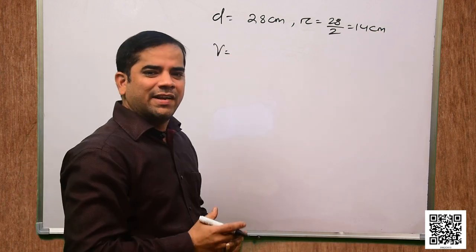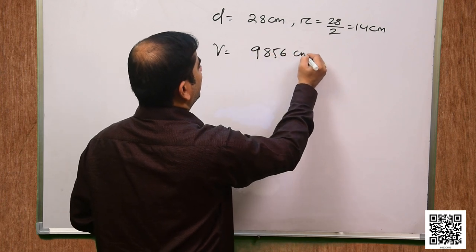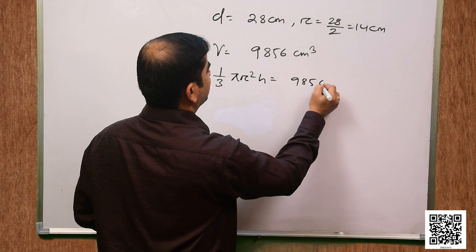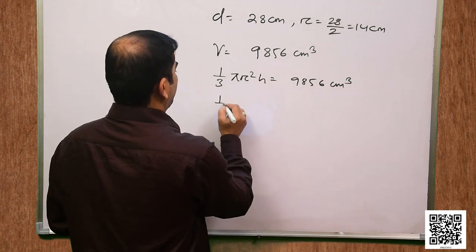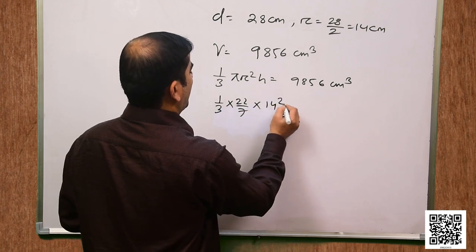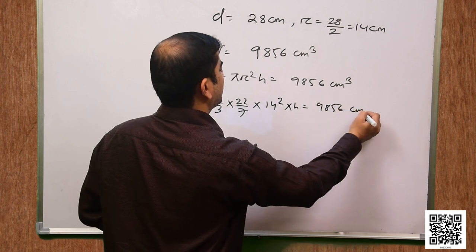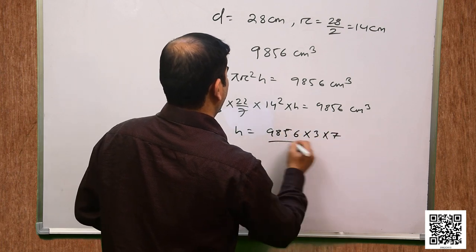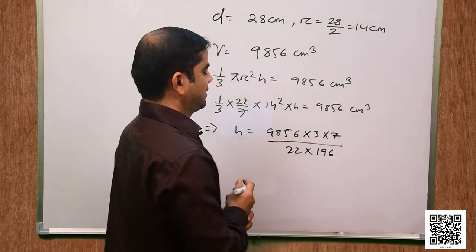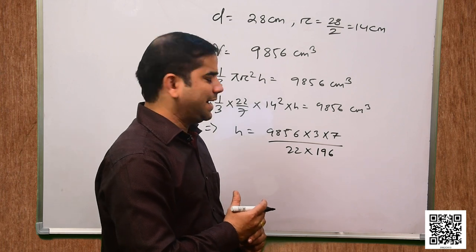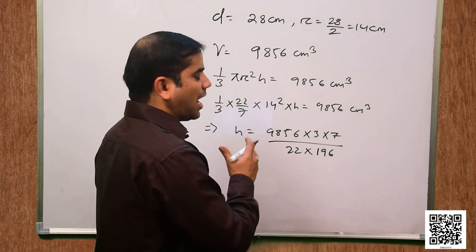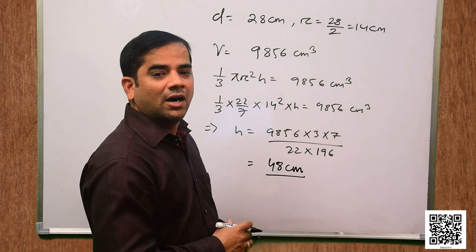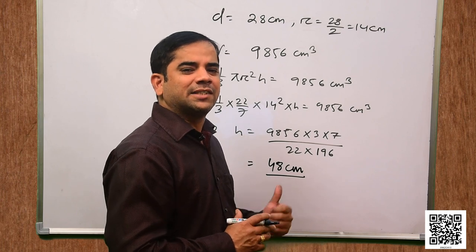And the volume is given as 9856 centimeter cube. Okay, so 1 by 3 pi r square h is equal to 9856 centimeter cube. So 1 by 3 into 22 by 7 into 14 square into h is equal to 9856 centimeter cube. That implies h is equal to 9856 into 3 into 7 divided by 22 into 196, because 14 square is 196. So students, after calculation you will get a value that is equal to 48 centimeter. So the height of the cone is found to be 48 centimeter. This is the answer for bit number 1.